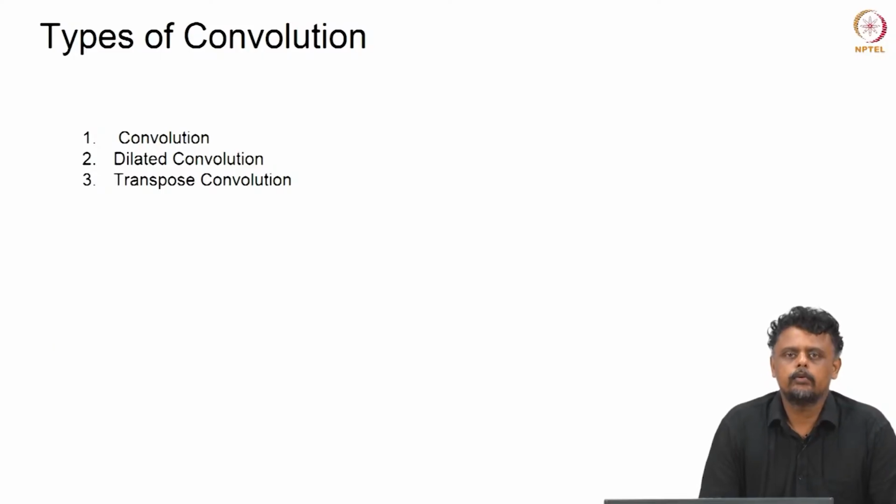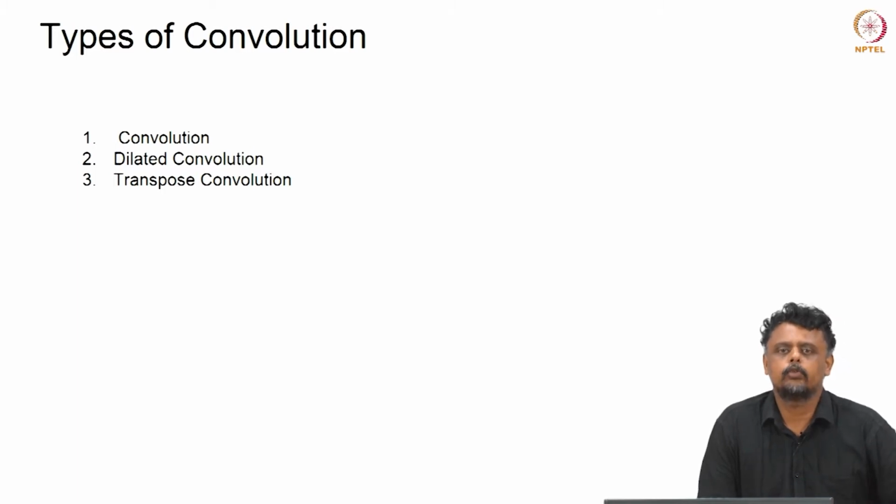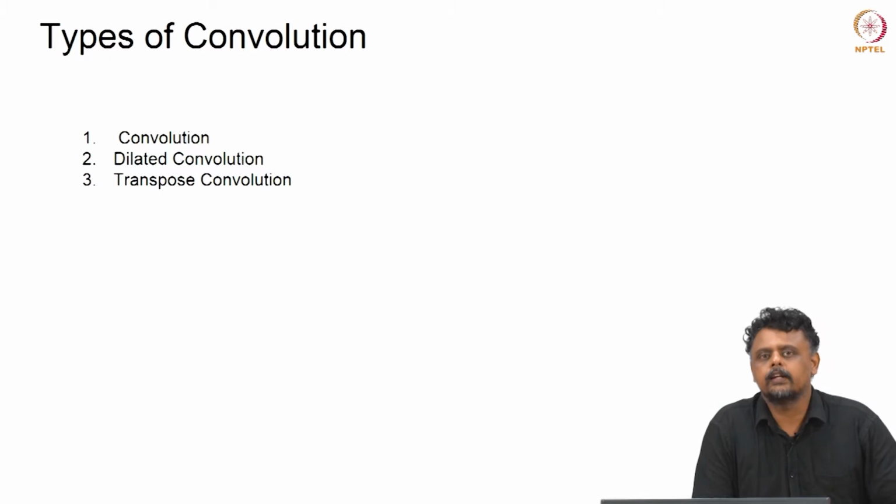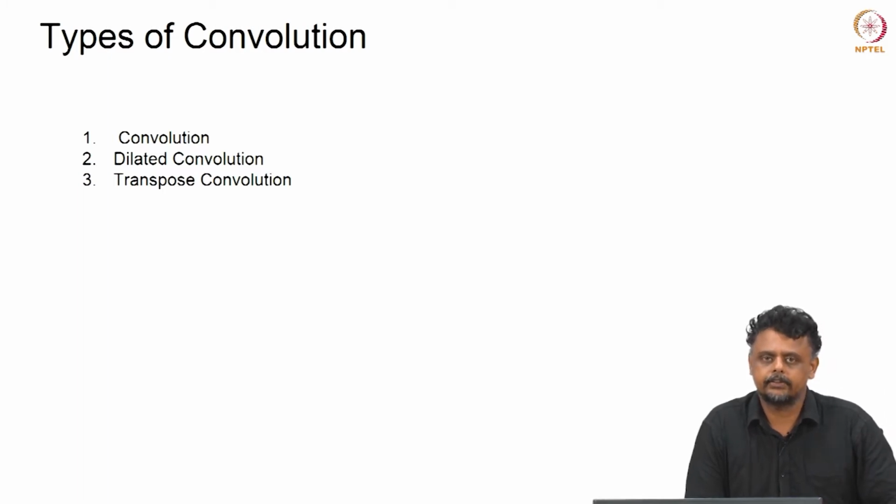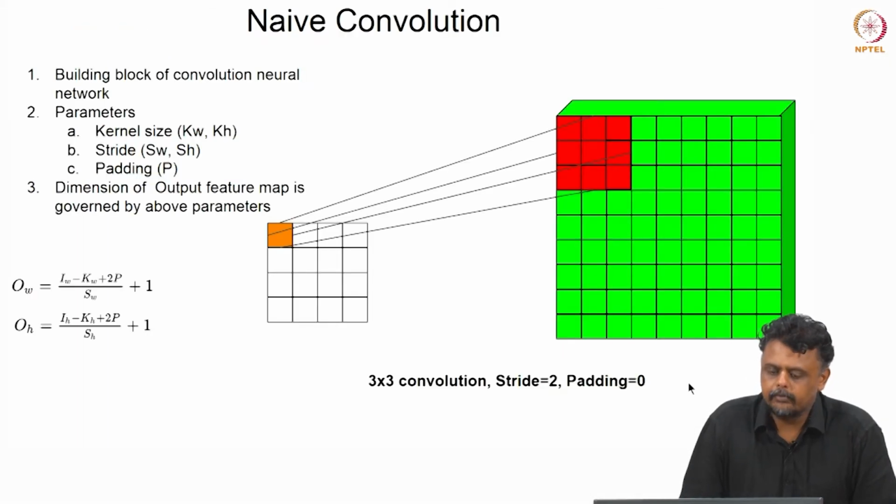In this video, we will look at the different types of convolutions that are typically done in a convolutional neural network, and especially focus on the dilated and transposed convolutions, which are often used in deep networks and also in networks that have the encoder decoder type of architecture. So, just to recap, this is what we call naive convolutions. This is the typical convolutional operation that is done on a deep neural network.